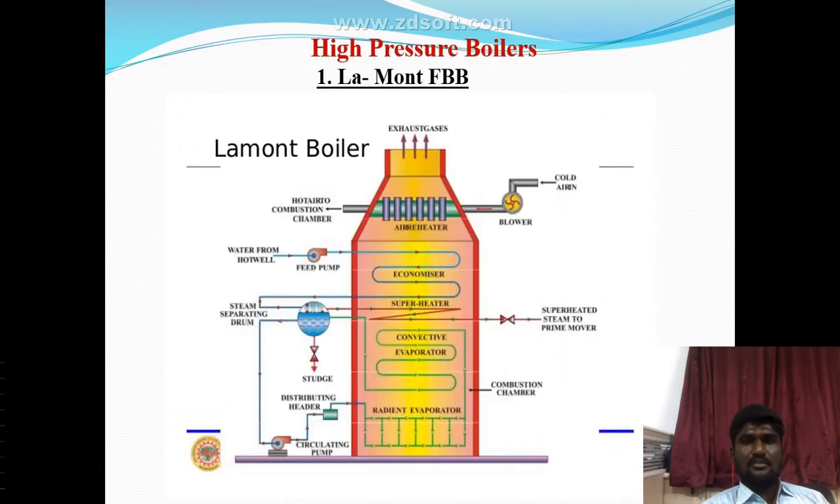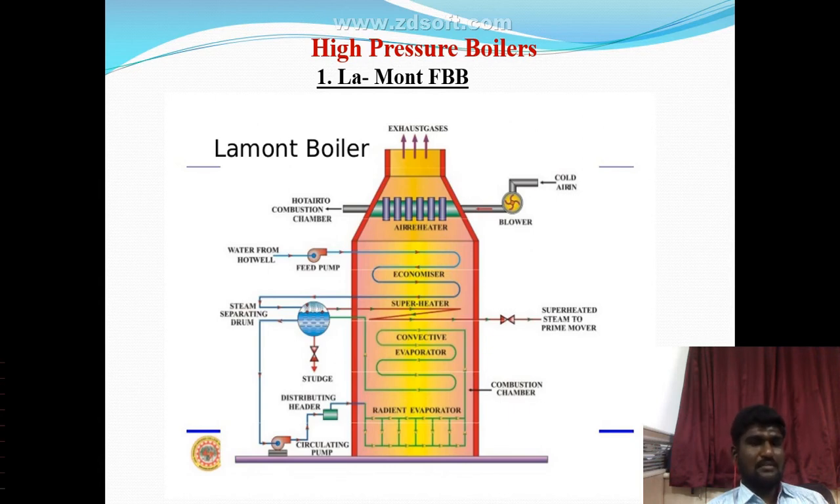Next we go to the high pressure boilers. The first one is called the La Mont boiler. The La Mont boiler uses a preheater, economizer, superheater, convective evaporator and radiant evaporator. The outside has the feed pump, steam separating drum, distributing header, circulating pump, combustion chamber, superheated steam to the prime mover, blower, exhaust gases out, and hot air into the combustion chamber.